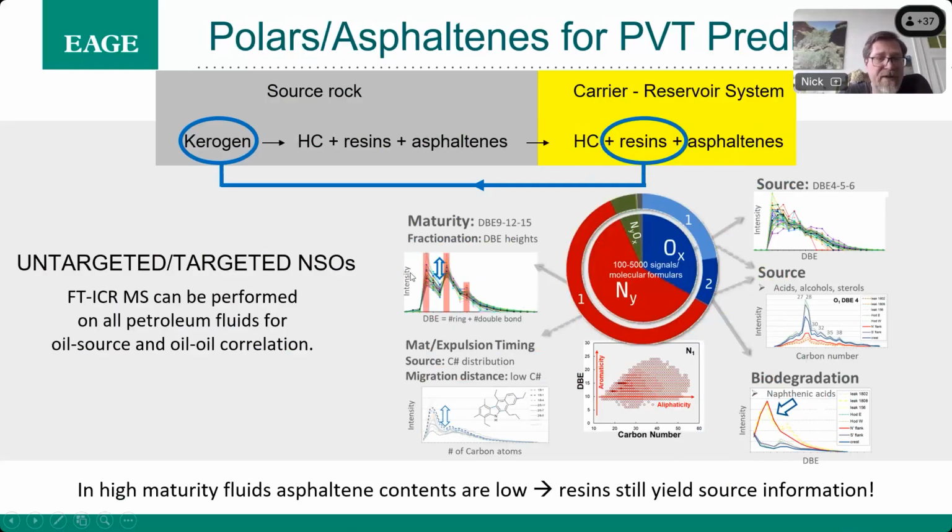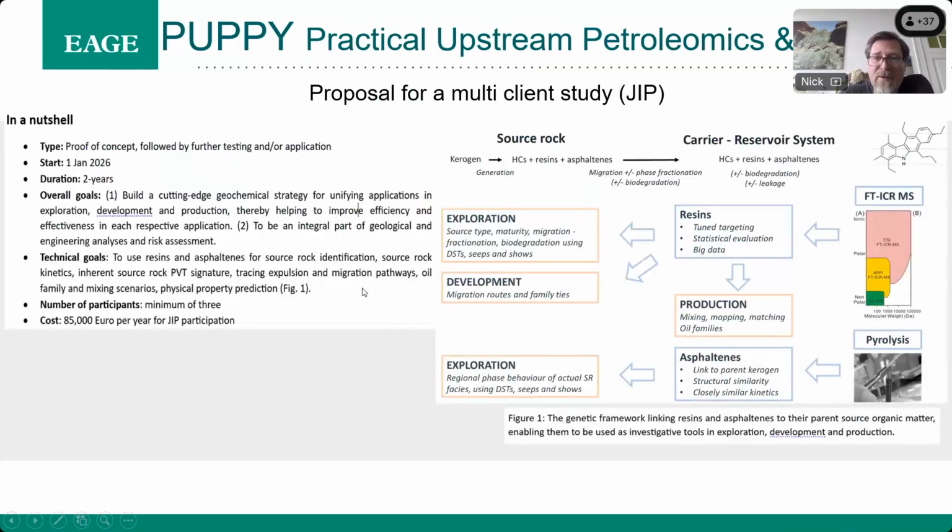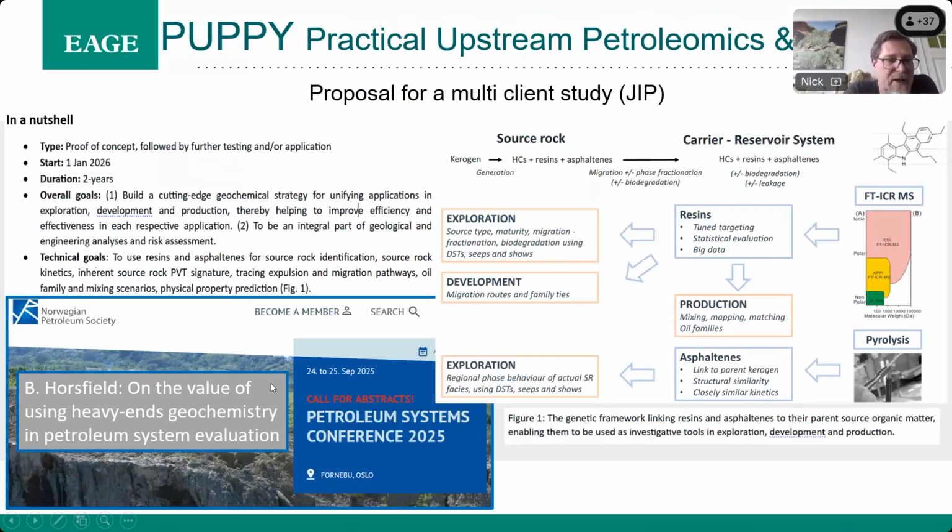So I don't want to go deeper into this topic, but I would like to announce that we would like to propose a multi-client study called PUPPY, Practical Upstream Petroleomics and Pyrolysis, using FT-ICR-MS and pyrolysis methods for analyzing asphaltenes and resins. The technical goal of this project is to use resins and asphaltenes for source rock identification, source rock kinetics, inherent source rock PVT signatures, tracing expulsion and migration pathways, finding oil families and mixing scenarios, and physical property prediction. Resins and asphaltenes can be a nice tool in exploration, development, and production. Brian Horsfield, who is here, will also give a talk at the Petroleum Systems Conference on the value of using heavy ends geochemistry in petroleum system evaluation.